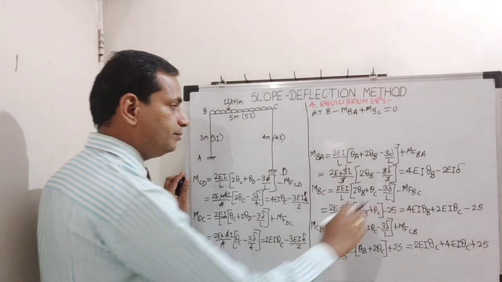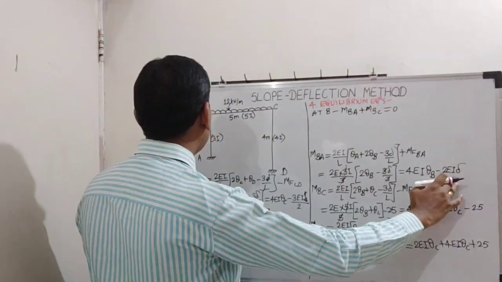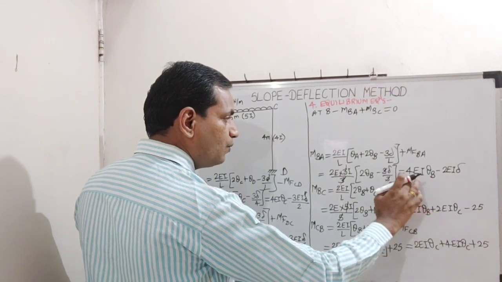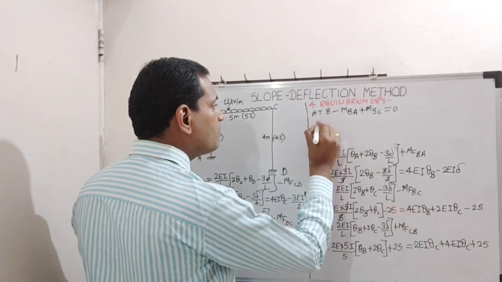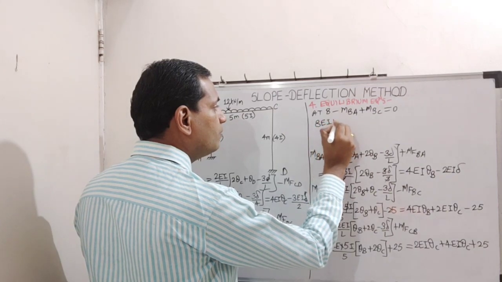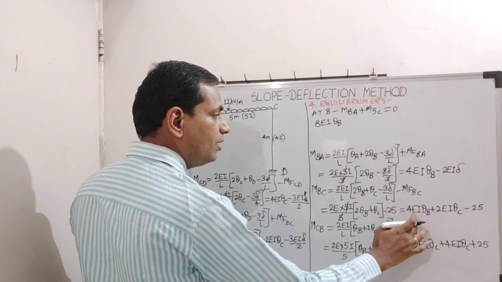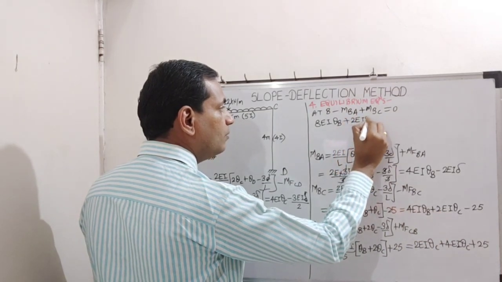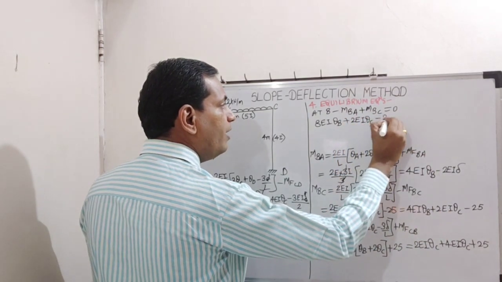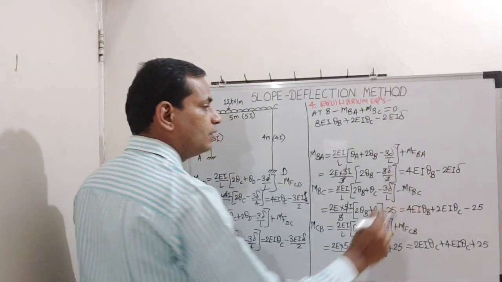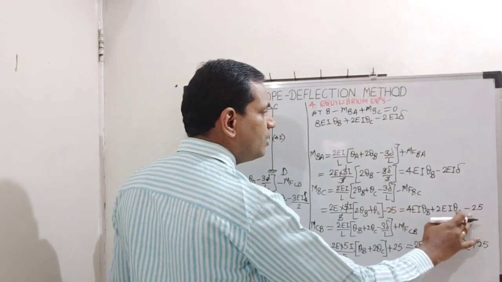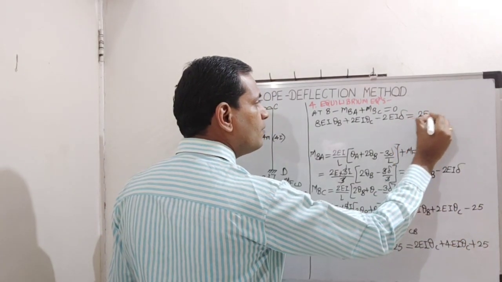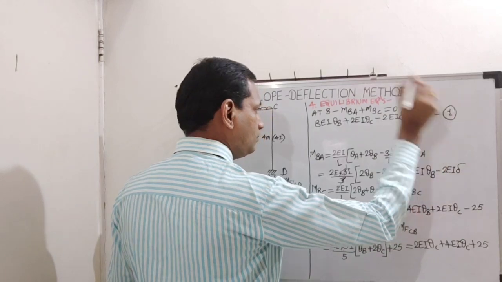Now what is MBA? This one. What is MBC? This one. So add these two. So 4EI theta B is 2 times, so this becomes 8EI theta B. 8EI theta B plus 2EI theta C minus 2EI delta minus 25 is equal to 0. Bring this on right hand side, it will become plus 25. So this is our equation 1.